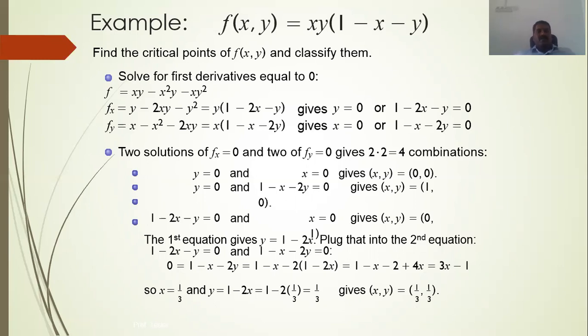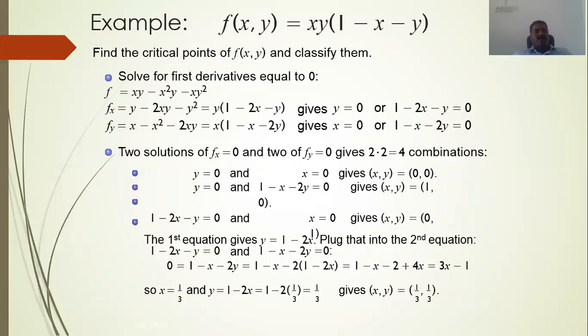Now, fy, what is fy? fy is x minus x squared minus 2xy. Take out x common, so x times (1 minus x minus 2y) equated to 0. This gives either x equals 0 or 1 minus x minus 2y equals 0. Now, simultaneously, you solve these two. The two solutions of fx equals 0 and two of fy equals 0, obviously, give 4 combinations. We'll see one by one.